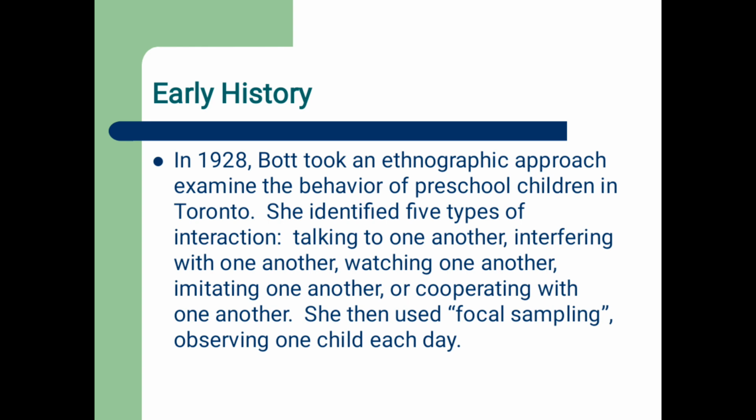In 1928, Bott took an ethnographic approach, examining the behavior of preschool children in Toronto. She identified five types of interaction: talking to one another, interfering with one another, watching one another, imitating one another, or cooperating with one another. She then used focal sampling, observing one child each day.